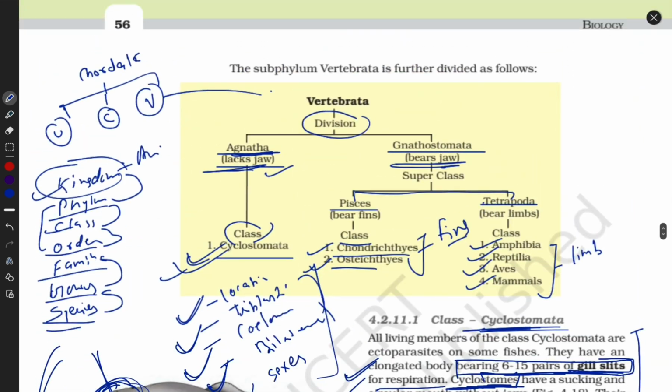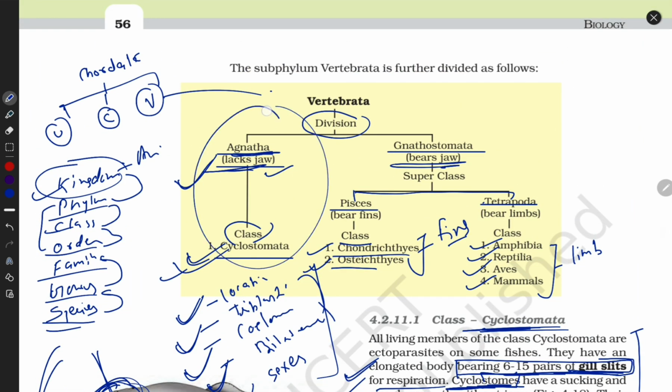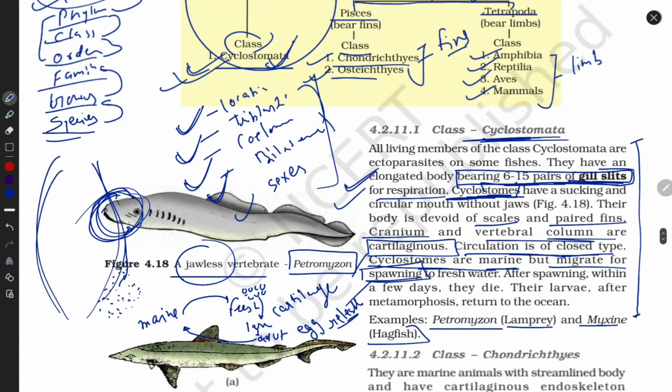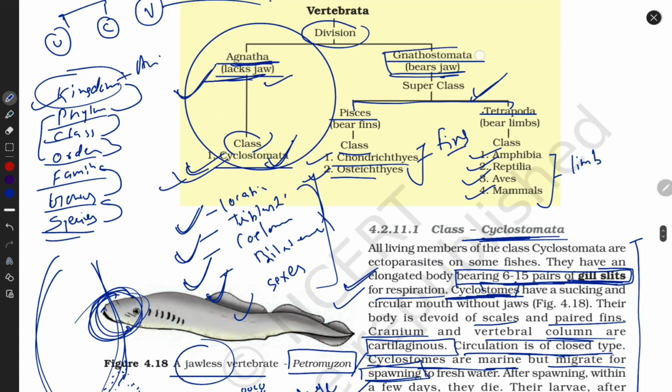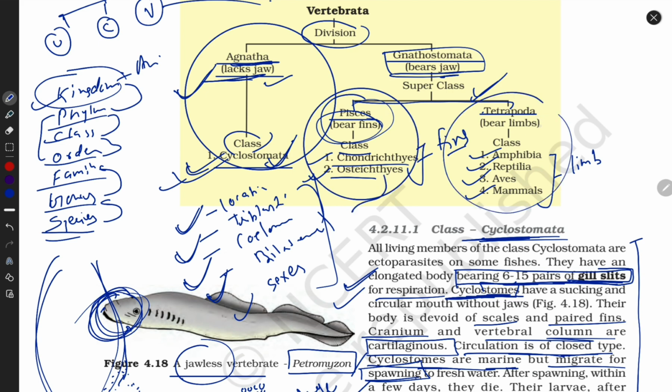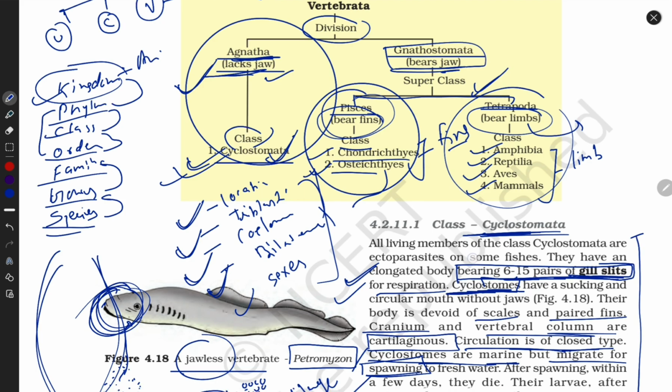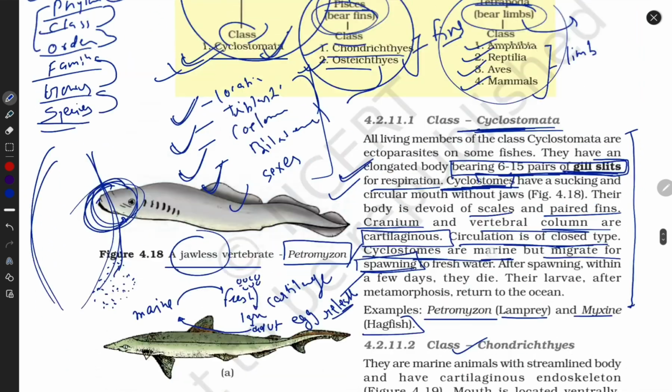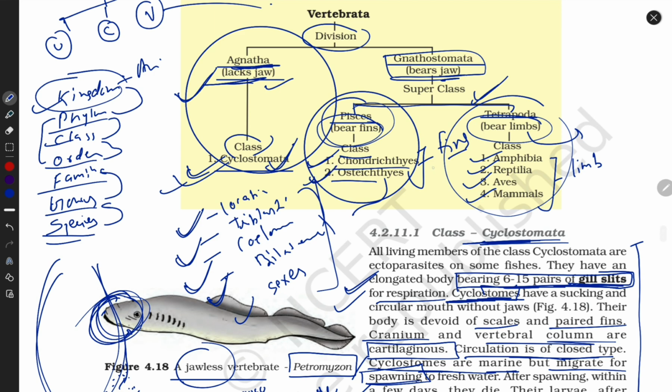Next class, look at here. Now Agnatha is complete. Cyclostomata is complete. Okay, so Gnathostomata we will discuss in the next video, because Gnathostomata are further divided: animals with fins we put in a different category, and limb-carrying animals in another. Alright, so in our next video we will discuss Chondrichthyes and Osteichthyes, and after that we will discuss amphibians, reptilia, aves and mammals.